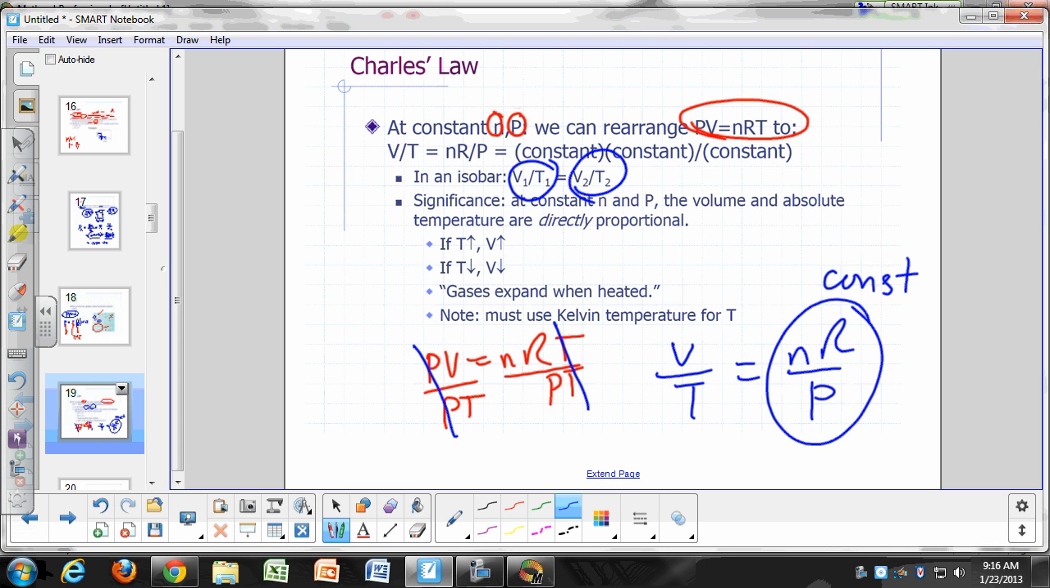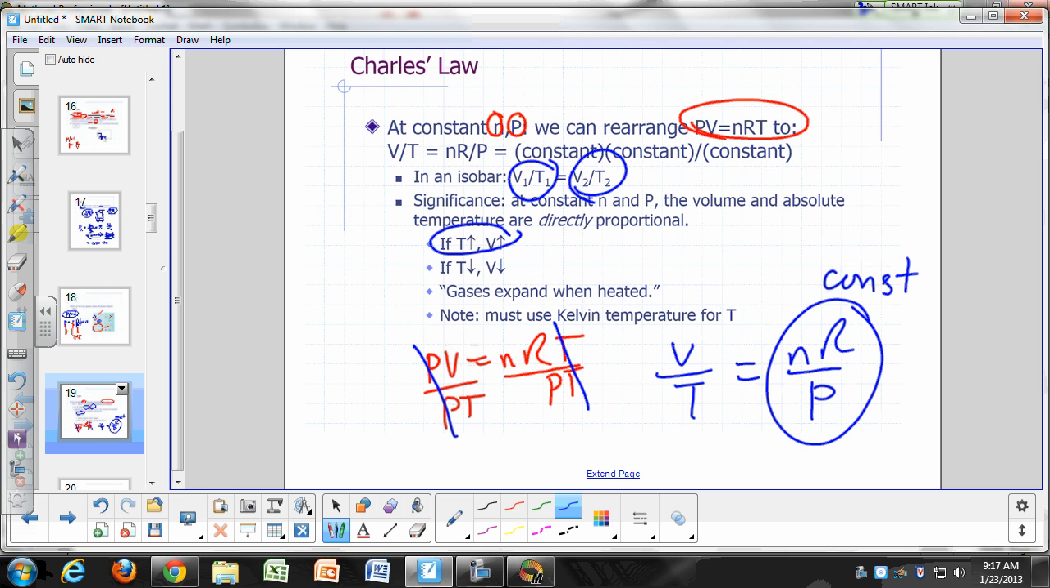So if you take your system from one condition, where it's got volume V1 and temperature T1, you let one of those two change, volume or temperature. And as long as the pressure is constant, then that ratio of volume to temperature is going to be the same. Okay. Directly proportional simply means temperature goes up, volume goes up.